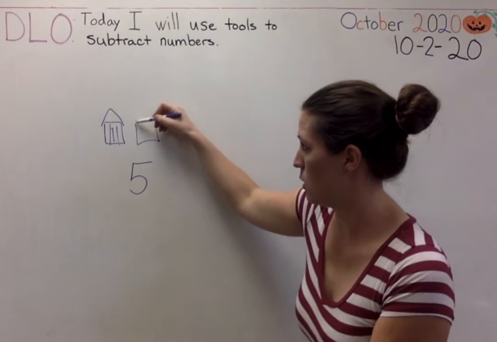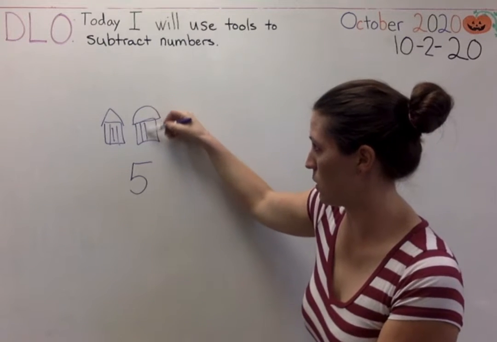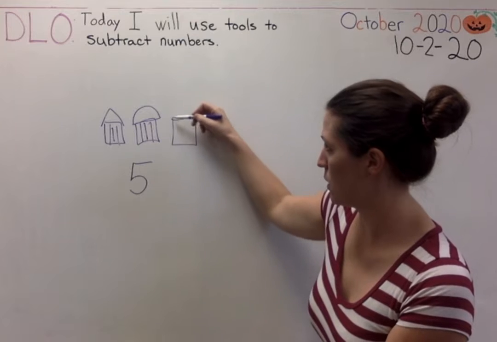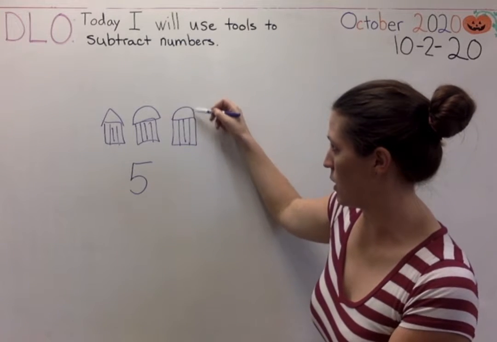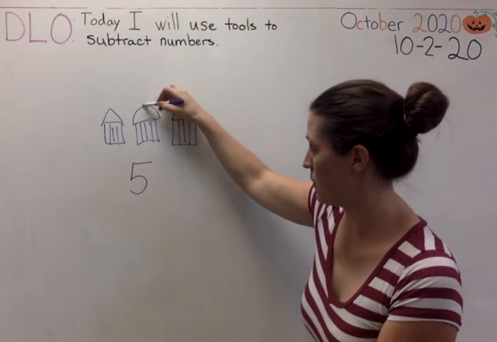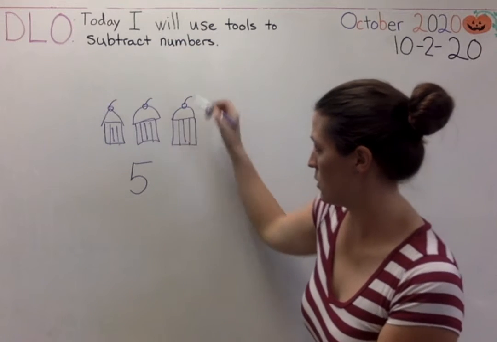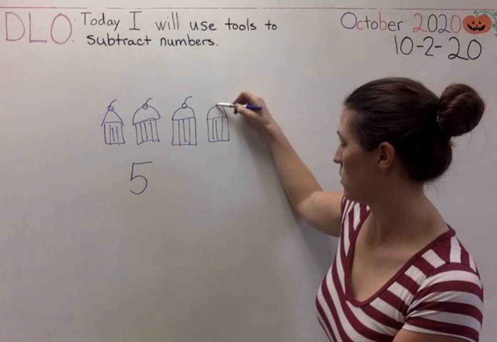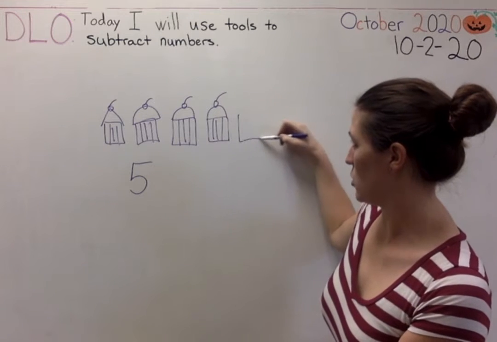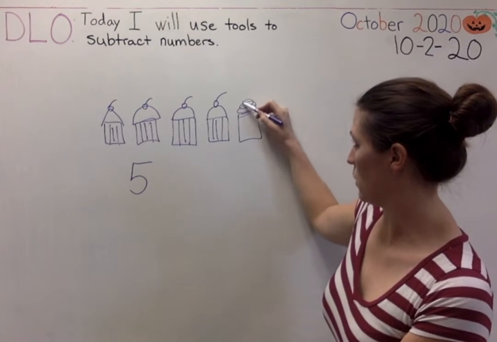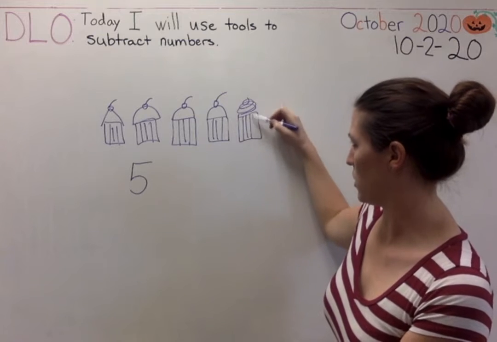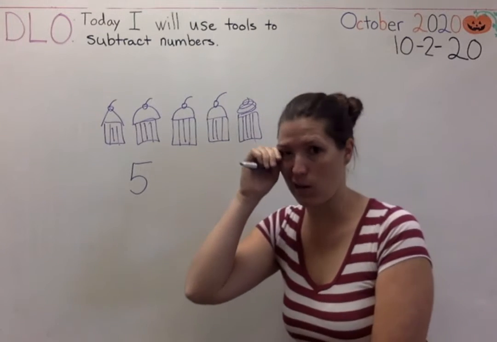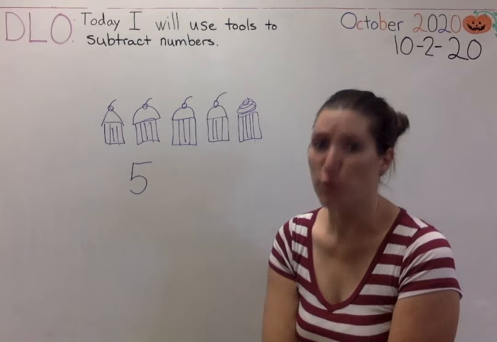Oh my gosh. Those are crazy cupcakes. They look like mushrooms in houses. But that's okay. Here, I'll put a little cherry on top. Some cupcakes have cherries on top. I guess I should have done a cupcake with like swirly frosting. That one looks like a cupcake. Okay, I have 5 cupcakes.